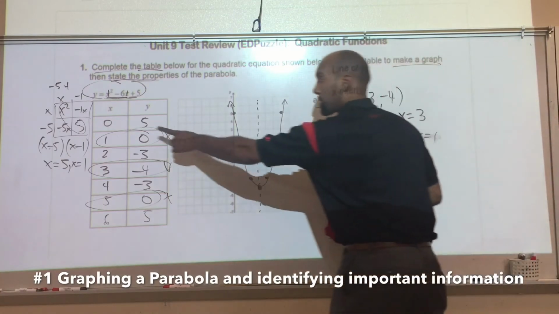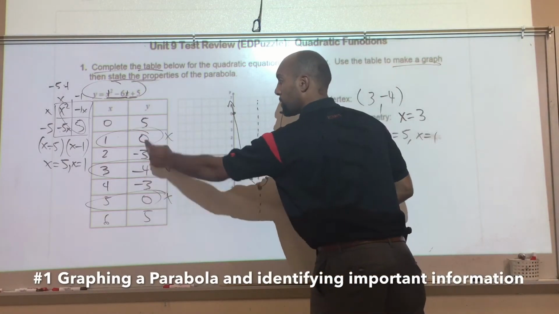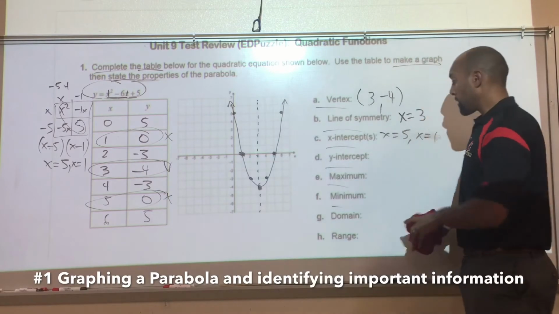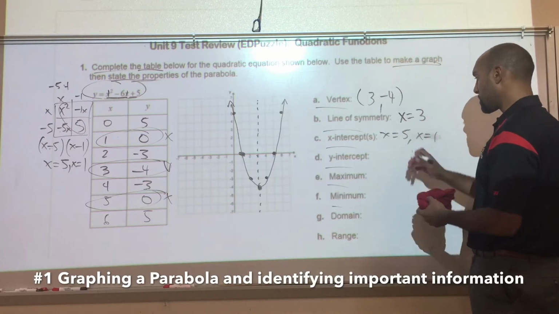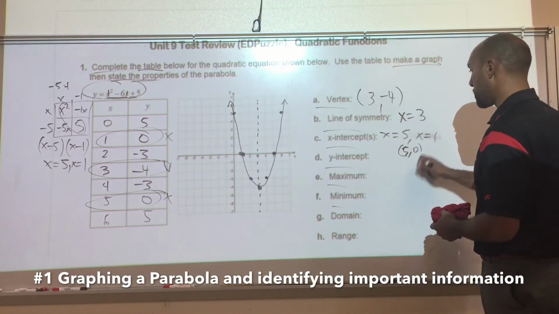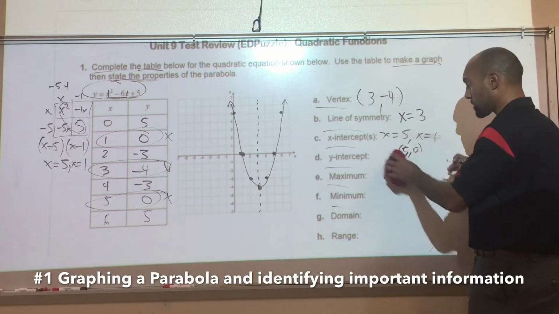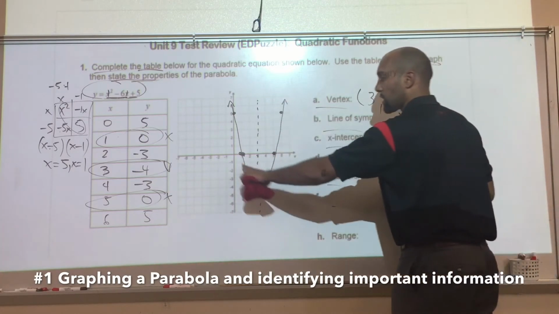Okay, we already said what the x-intercepts were. We can find them by looking at our table. The y column is 0. That's our x-intercept. All I want to know is what's that number. Don't write this, 5, comma 0. I don't need that. We just need what is the number it's crossing at, or where this graph is touching.